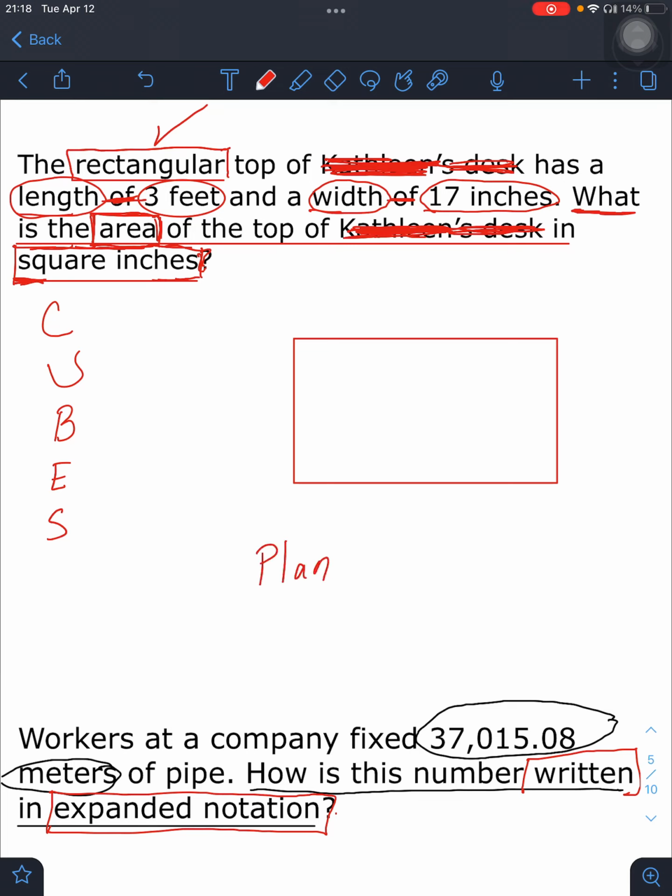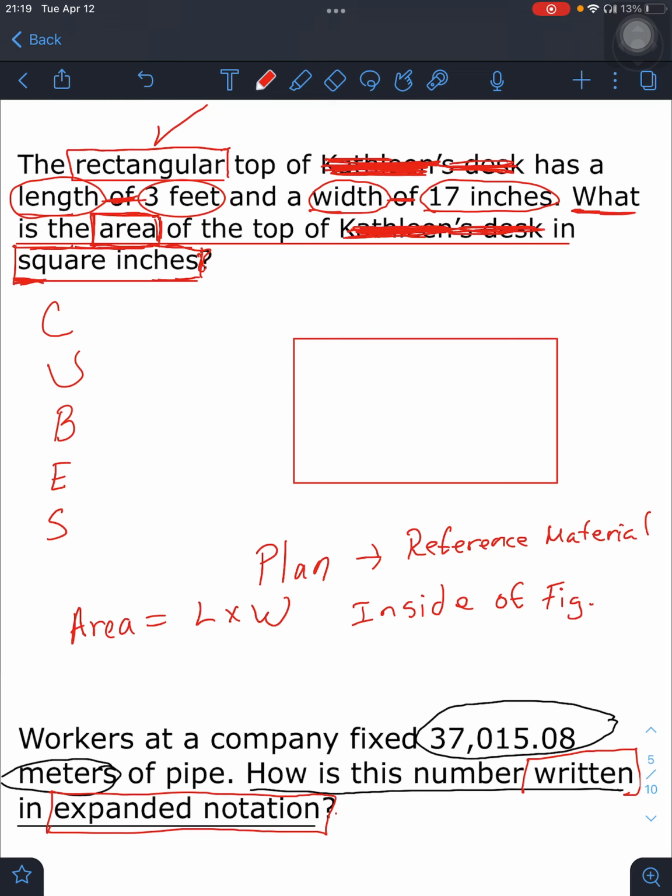We're creating our plan. We know that area can be found by multiplying the length times the width. Area is the inside of a figure. Okay? If you don't remember that area equals length times width, then our plan of action would be to go to our reference material sheet to find the formula, which is length times width, part of our plan.